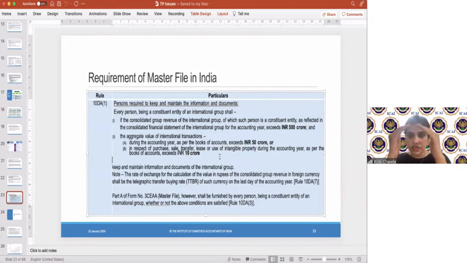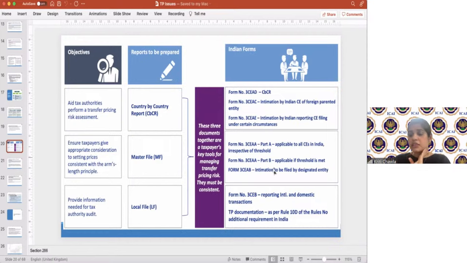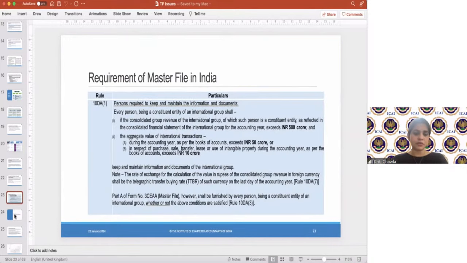So, as far as the master file is concerned, there are two parts to it. Part A is mandatory for the master file, and then there is Part B. Part B will be required only if the consolidated group revenue is more than 500 crores and the international transactions are more than 50 crore, or the intangible property transactions are more than 10 crore rupees. Only then will the requirement of the master file arise. If the master file is applicable, then these are the forms for it. Form 3CAA is the one for the master file. Part A is applicable irrespective of the threshold, and for Part B, the threshold is provided here. So these are the forms that will be required for CBCR and for the master file in India. And that's about it for documentation.